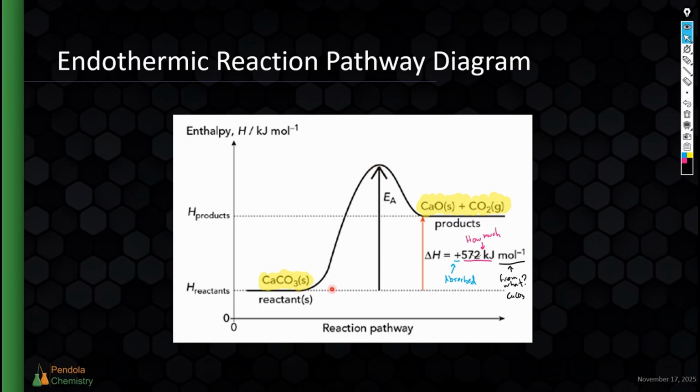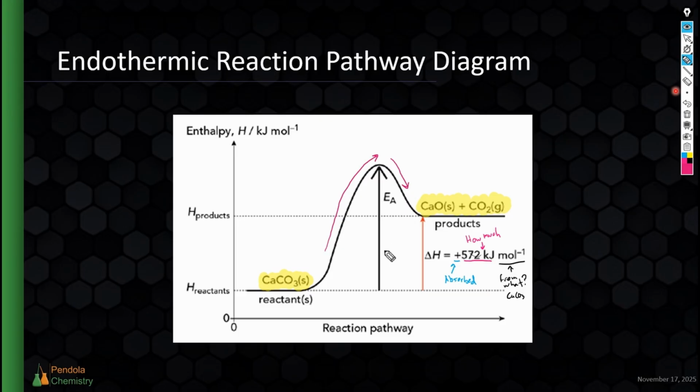So the activation energy again is from the reactants to the top of that hill, from the reactants to the highest energy state in the energy level diagram or reaction pathway diagram. And that's the amount of energy that needs to be overcome. So in order for this reaction to happen, this calcium carbonate needs to be given enough energy to get over this hill to then roll back down and create the products, the calcium oxide and the carbon dioxide.